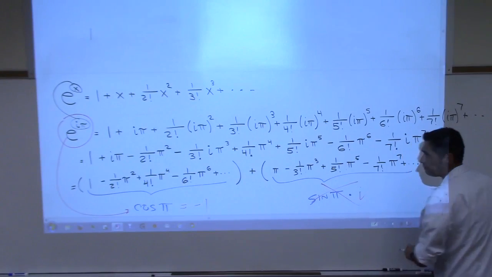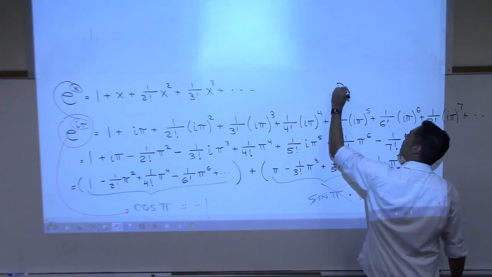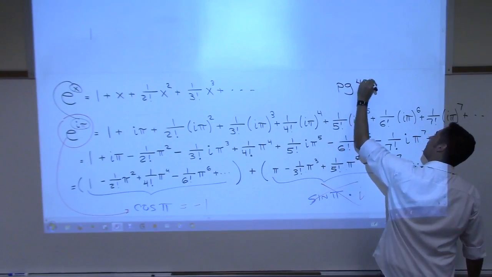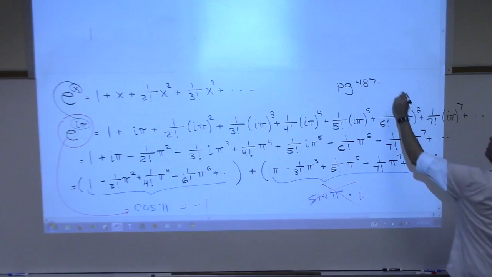That's pretty awesome. Okay. I'm going to give you the homework assignment for this section, but you're not going to be able to do it all, so I'm just going to give you a little piece of it. Just for those of you who are a little ambitious. Page 487. For now, 5 through 10.